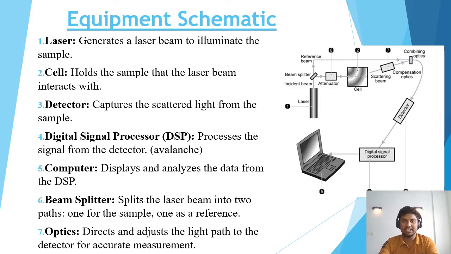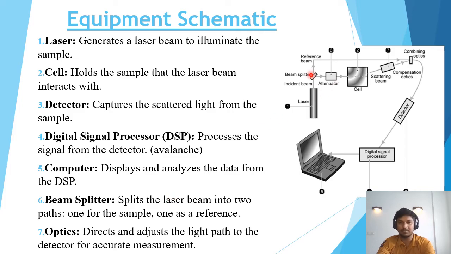This is the equipment schematic, showing how the zeta potential analyzer actually works. This is a laser, which emits a beam of light through the cell. The cell holds the sample, and the laser beam interacts with it. After the cell, it passes through the detector, and through the detector it passes through the digital signal processor, which is known as DSP. Through the DSP, it passes to the computer, where the data is analyzed and the zeta potential is calculated.